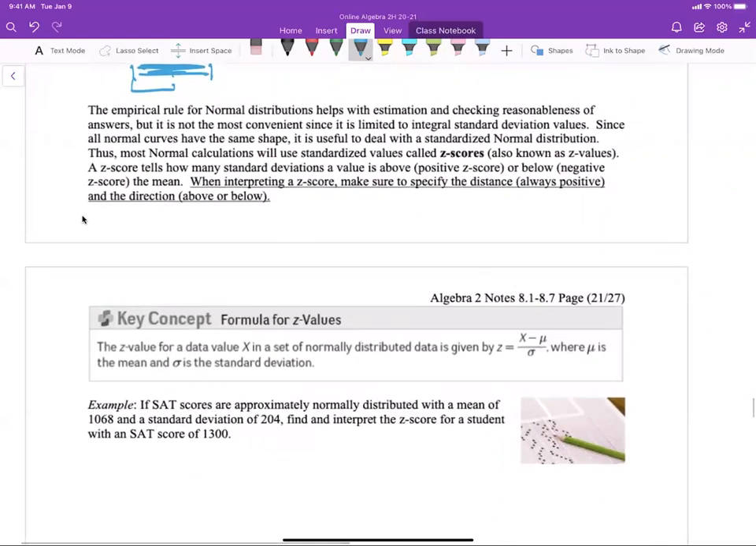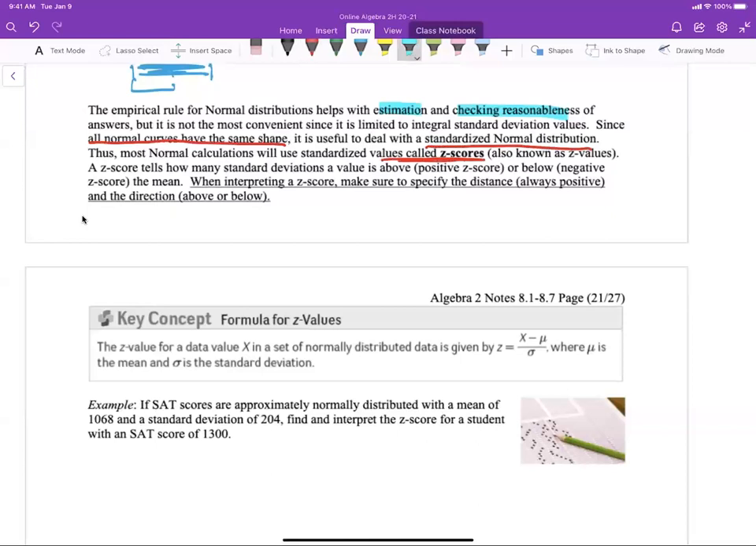Okay, the empirical rule for normal distribution helps with estimation and checking reasonableness of answers, but it is not the most convenient since it's limited to integral standard deviation values. In other words, we want to have something that's been standardized. Since all normal curves have the same shape, it's useful to deal with standardized normal distributions. Most normal calculations will use a value called the z-score, and I'm going to show you how to calculate that. Also known as the z-values.